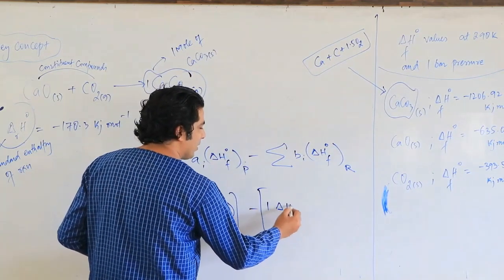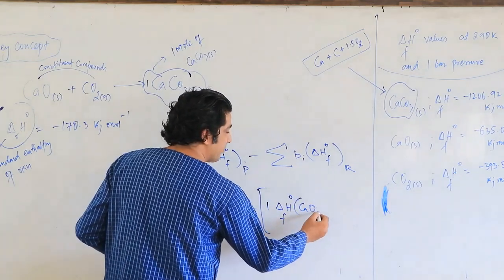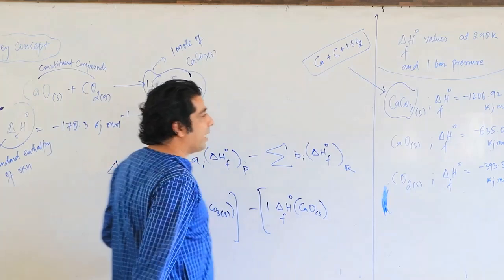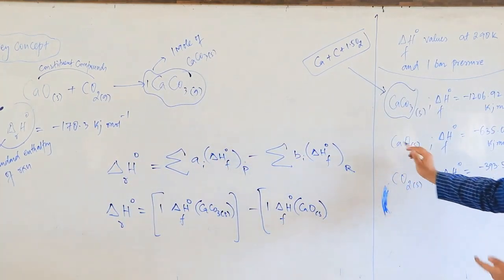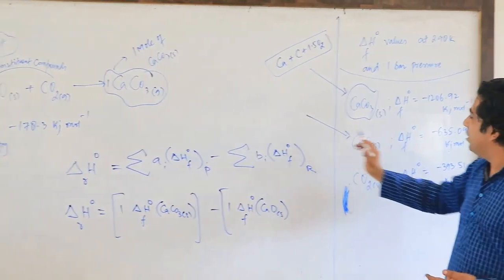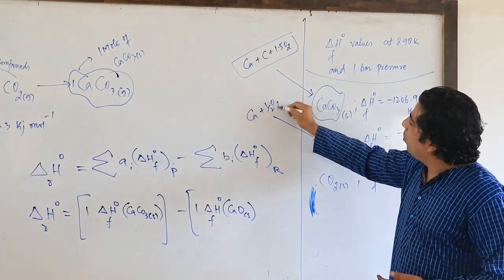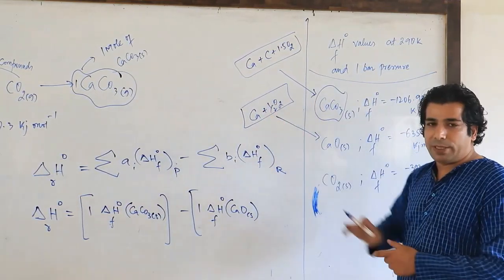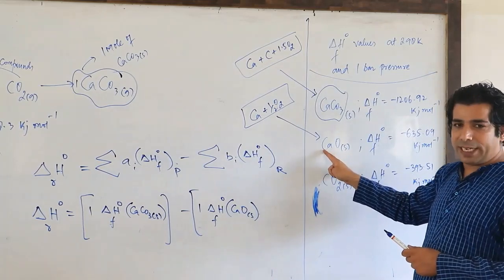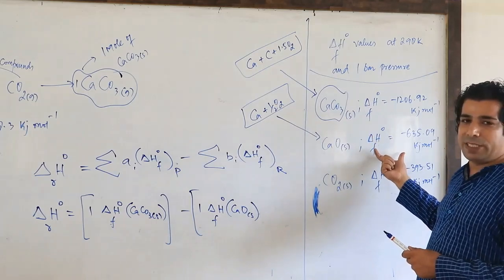So I will find out its standard enthalpy of formation, which is also given to me. Now the standard enthalpy of calcium oxide is already calculated. This value has been taken when calcium reacts with half of O2. So when calcium reacts with half of O2, 1 mole of calcium oxide is formed from constituent elements. So this value has been taken.